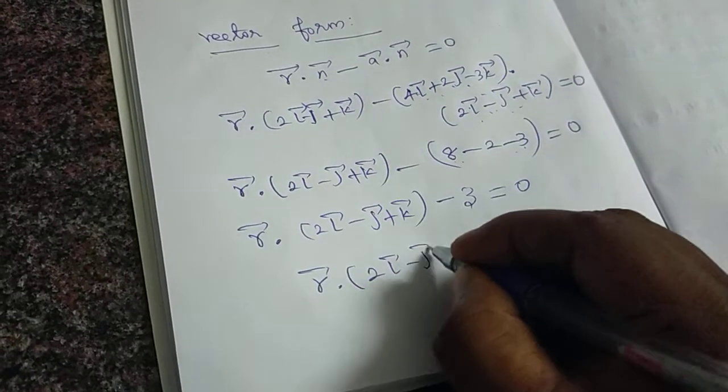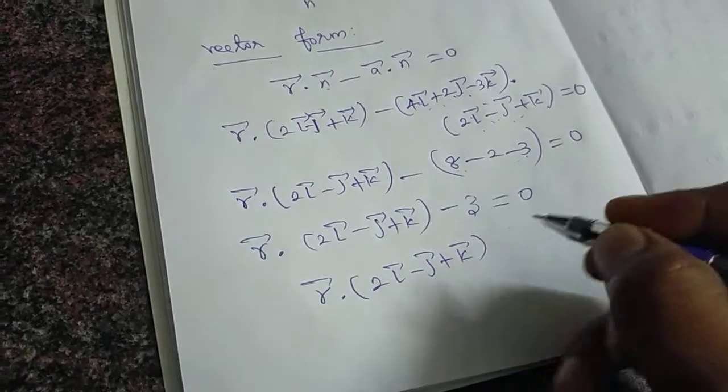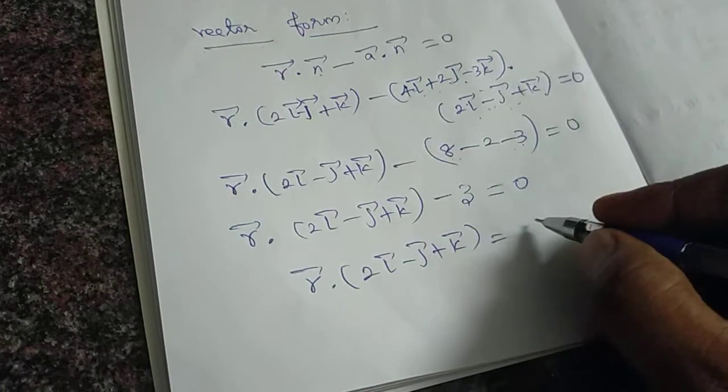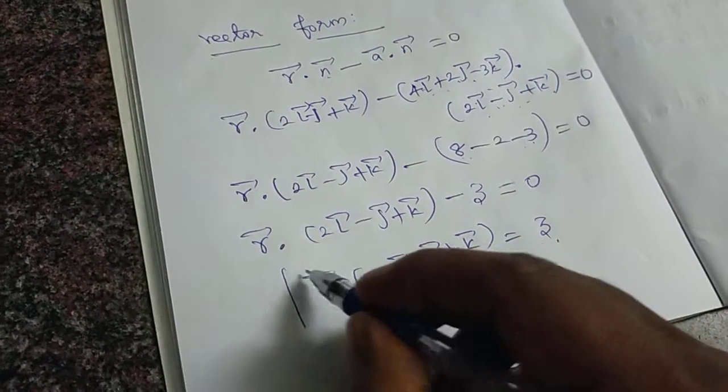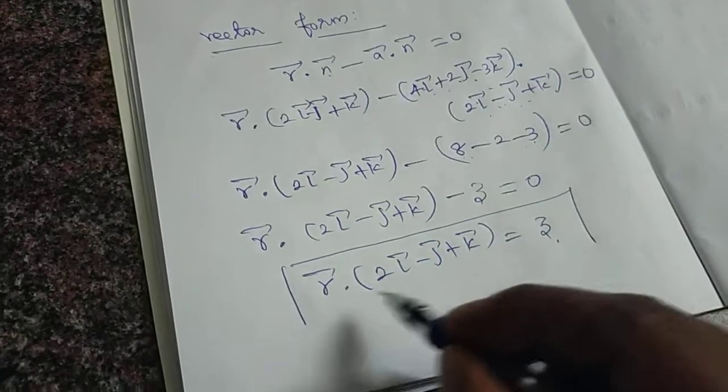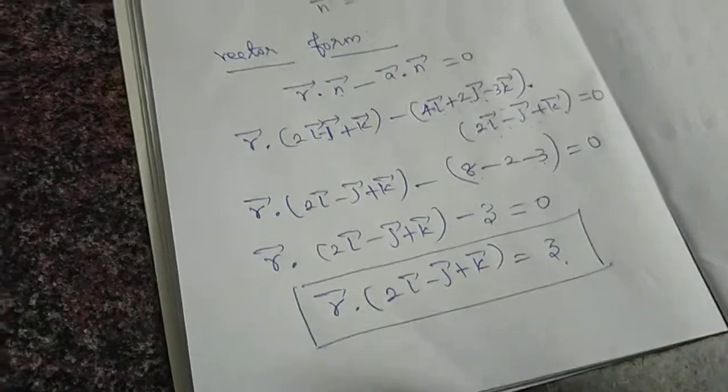2i vector minus j vector plus k vector. Minus 3 goes to the RHS, so plus 3. This is vector form.